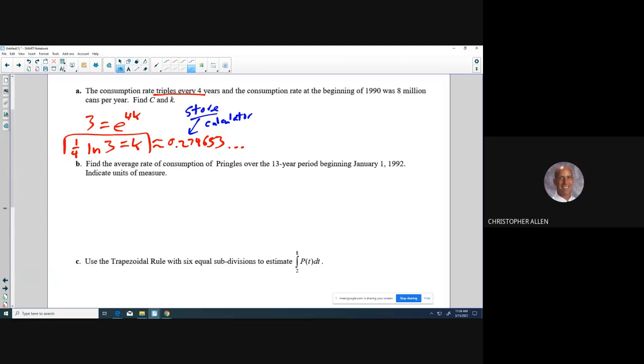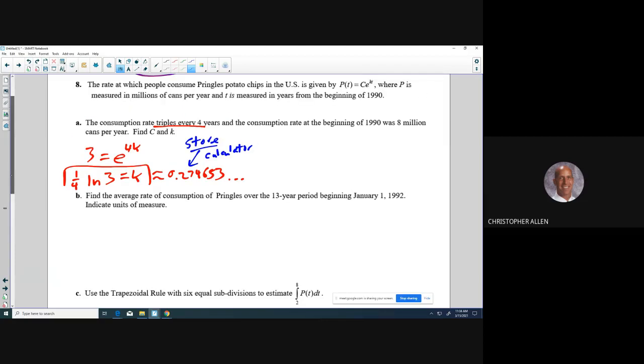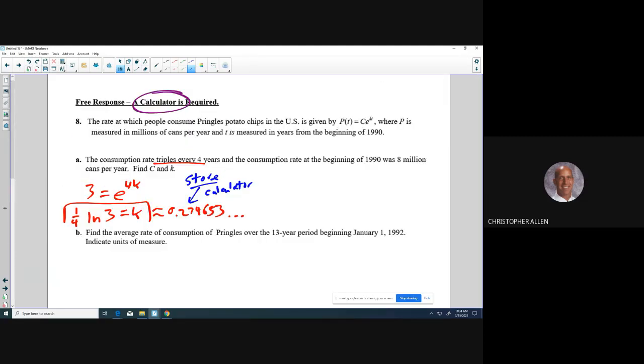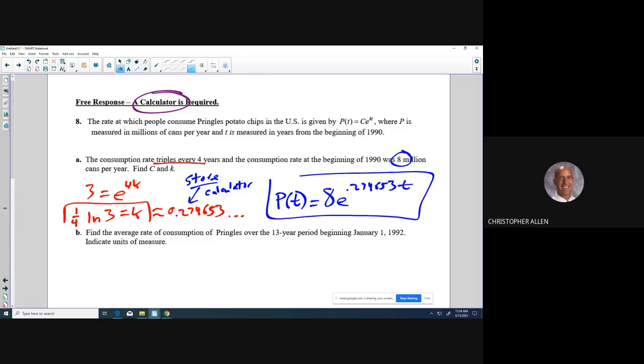Also, we know that in the problem, the initial amount given is 8 million. In other words, this whole thing is P(t) = 8e^(0.274653t). This is the equation that you need to write for this. Okay? And I guess I should have said that C is 8. So here's k, and then here's C, and we put both of those things together to get the general model.